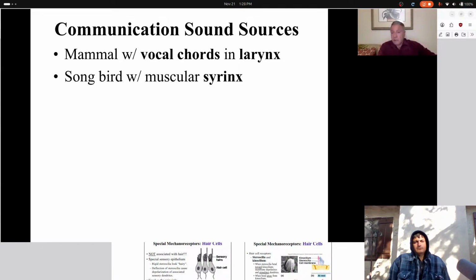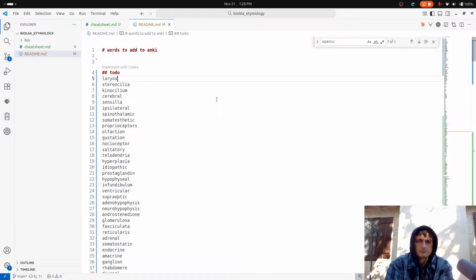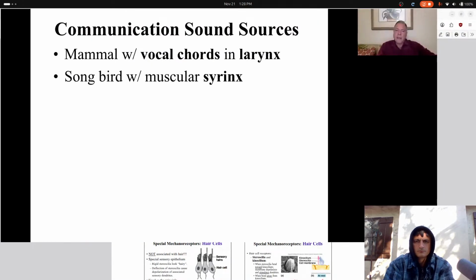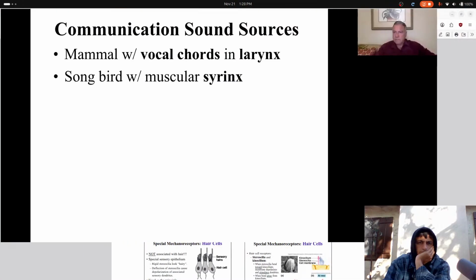Birds have an analogous structure. It's not quite the same, but it's working the same way, called the syrinx. And so that's their song box instead of their voice box. And unlike us, where we're only making sounds when air comes out, birds can make sounds as air goes either in or out. Remember, they have those amazing lungs.